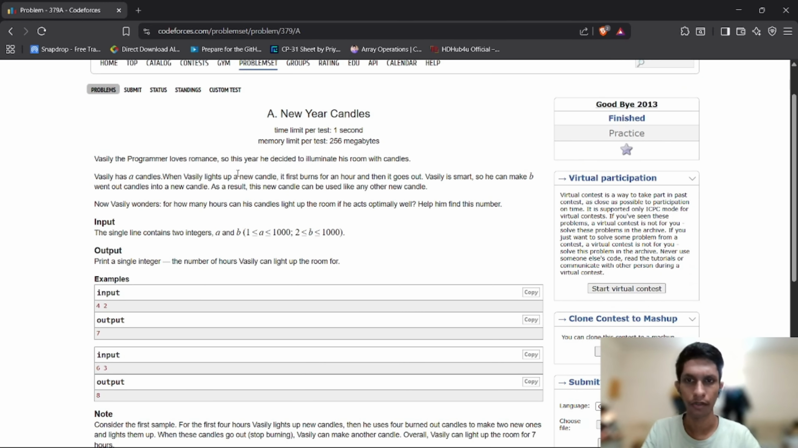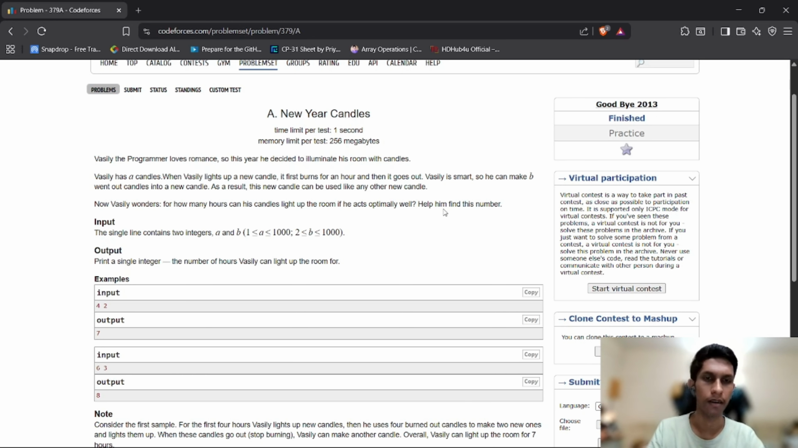Wesley, the programmer, loves romance, so this year he decided to illustrate his room with candles. Wesley has eight candles. When Wesley lights up a new candle, it first burns for an hour and then it goes out. Wesley is smart, so he can make the burnt out candles into a new candle. As a result, this new candle can be used like any other new candle. Now Wesley wonders for how many hours can his candles light up the room if he acts optimally well. Help him find this number.